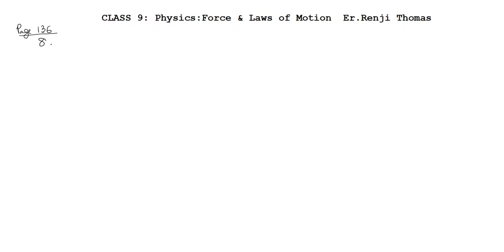An automobile vehicle has a mass of 1500 kg. What must be the force between the vehicle and the road if the vehicle is to be stopped with a negative acceleration of 1.7 meter per second square? So that is the question for all of you. So we'll be doing that now.